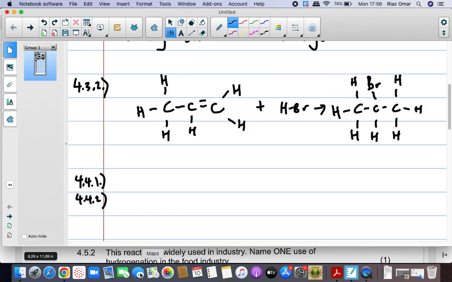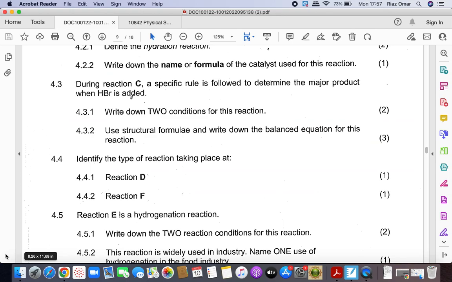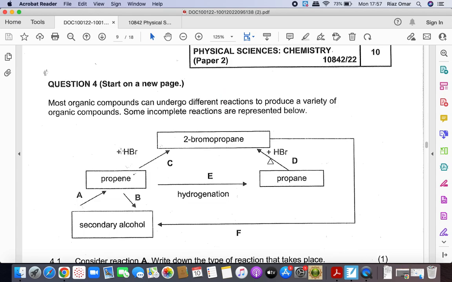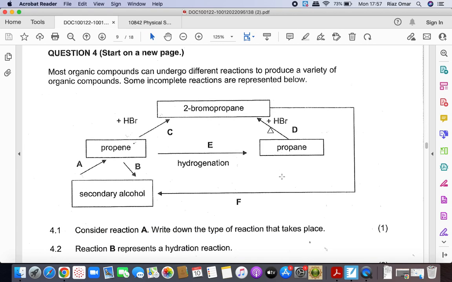Right, so let's look at our equation. At D, what's happening? We see the propane becoming 2-bromopropane. So the propane stays the same, and then there's a substitution. The hydrogen goes out and the bromine goes in. So if you're not sure, you should write it out.